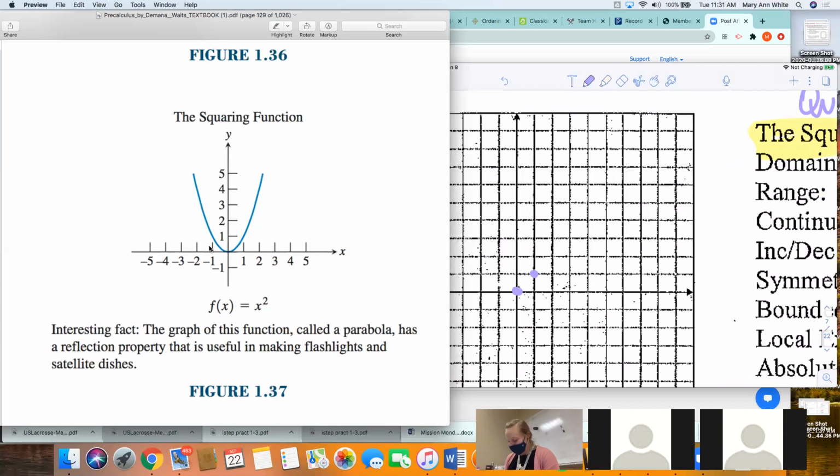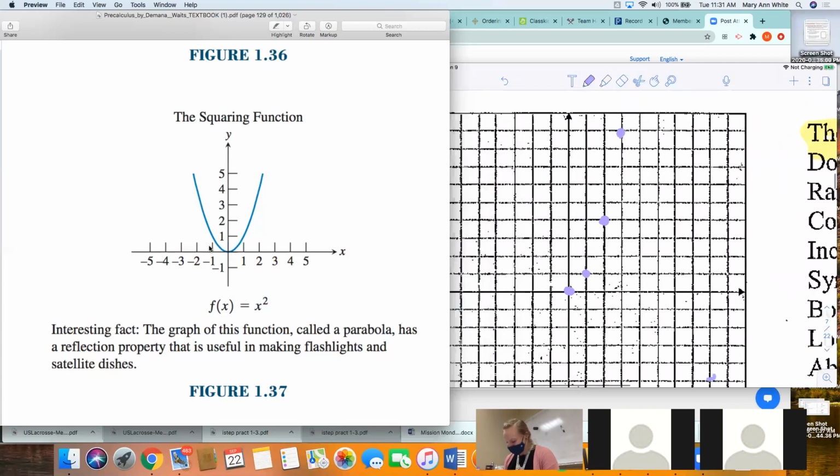So I'm going to go over 1, up 1, and over 1, up 3. And then I'm going to go over 1, up 5. And it's the same thing on the other side. Over 1, up 1, over 1, up 3, over 1, up 5. This makes a very pretty parabola. If you just do a U, it's still a parabola though.